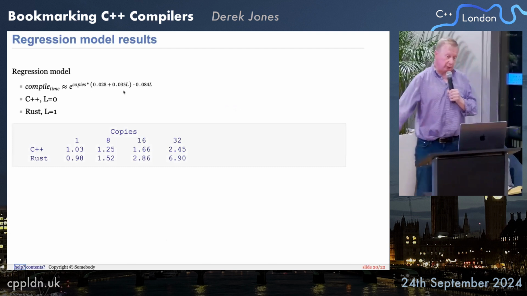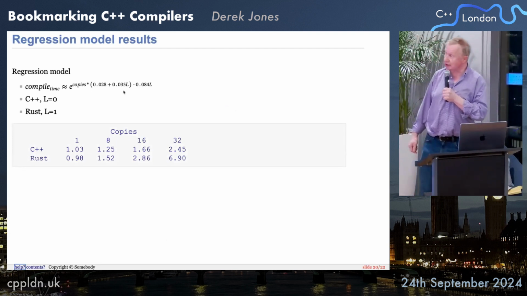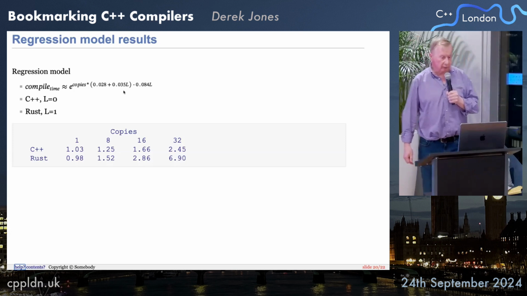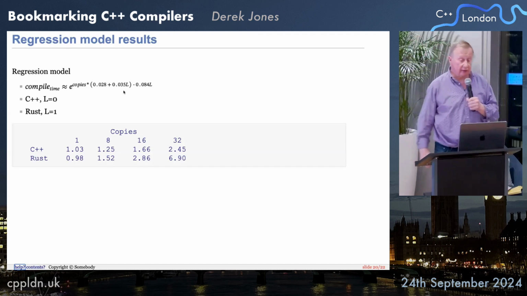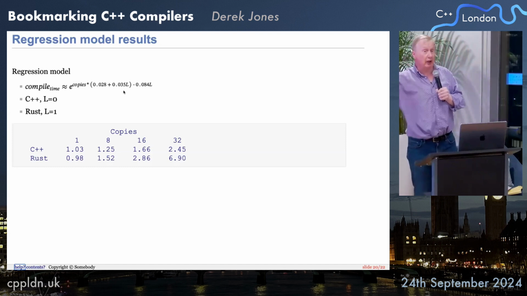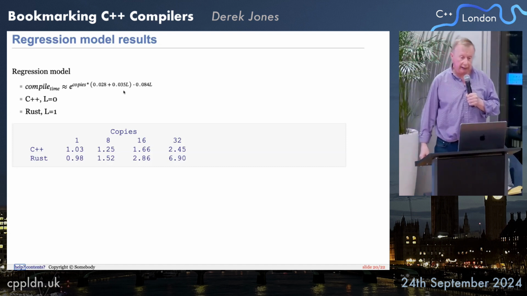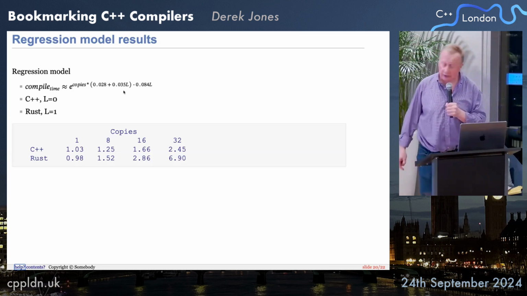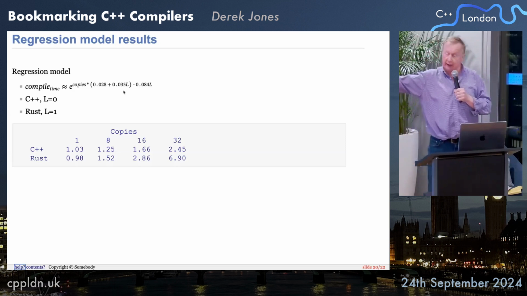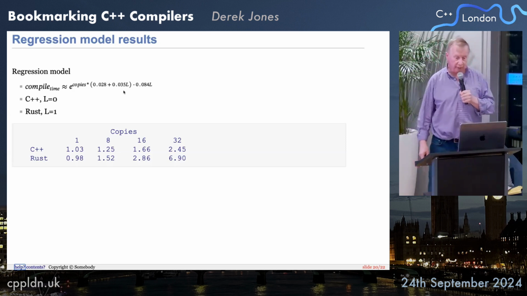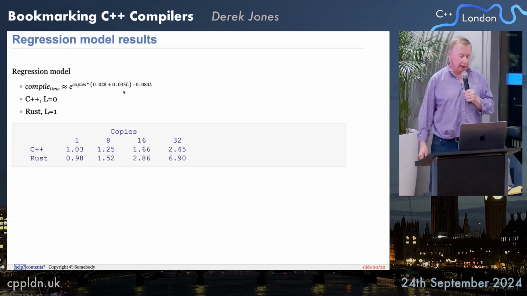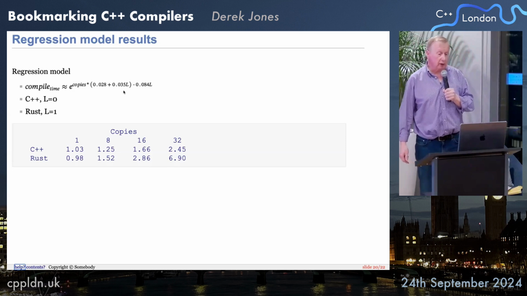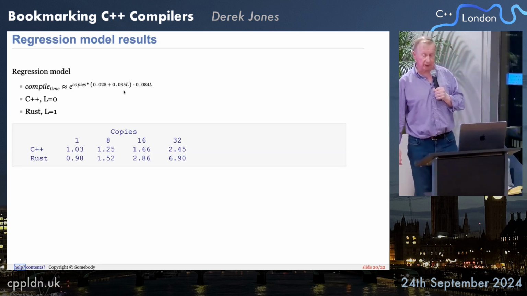So again, I built a regression model, and there's the model. Compile time, e raised to the power copies, the number of copies. So the more copies you have, the larger the amount of source. And L is 0 if it's C++ and 1 if it's Rust. So you can see the impact of Rust, and then if you expand out those numbers, you get that table there. And again, I've normalized it, and you can see as the quantity of code goes up, Rust slows down faster than C++ slows down.